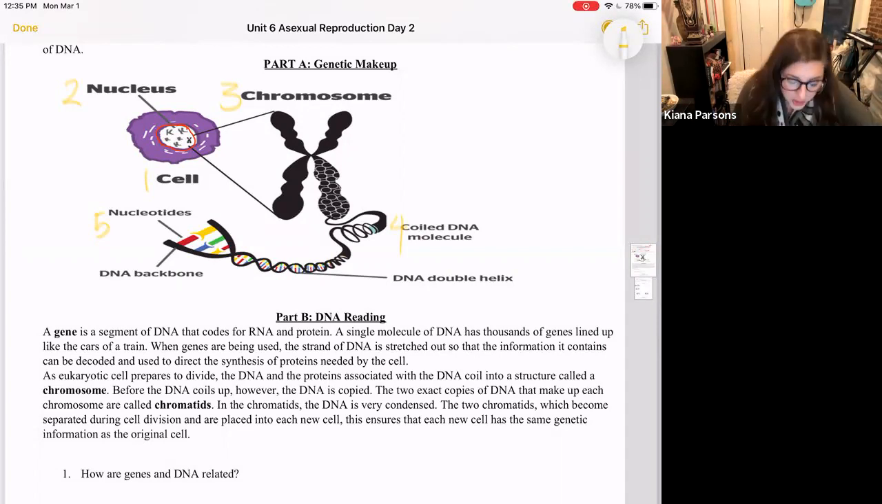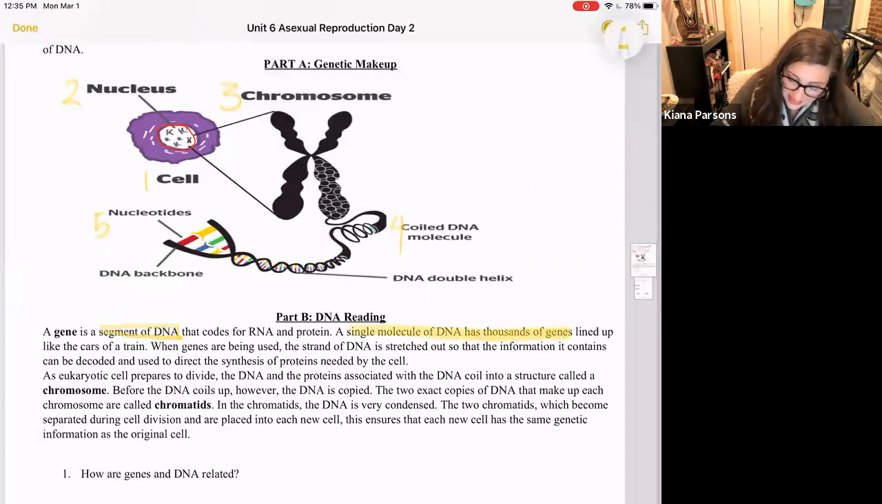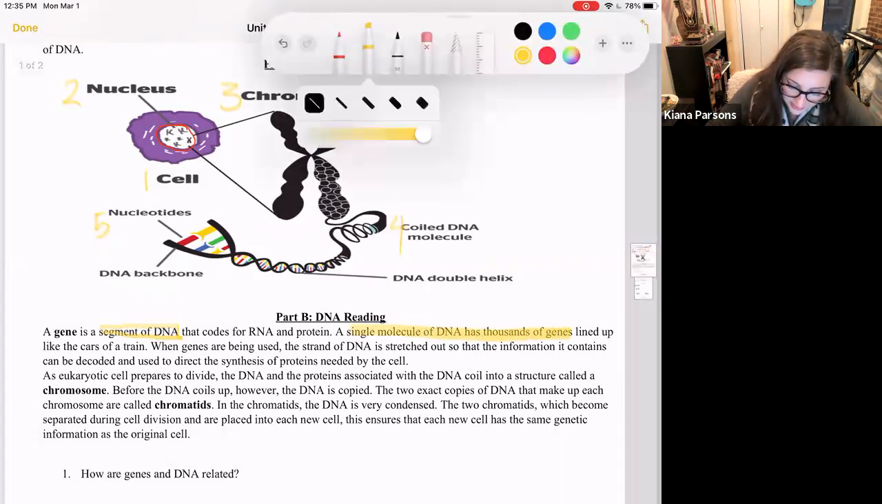So a gene is a segment of DNA that codes for RNA and protein. A single molecule of DNA has thousands of genes lined up. So when we're looking at this level 4 here, thousands of genes are present.